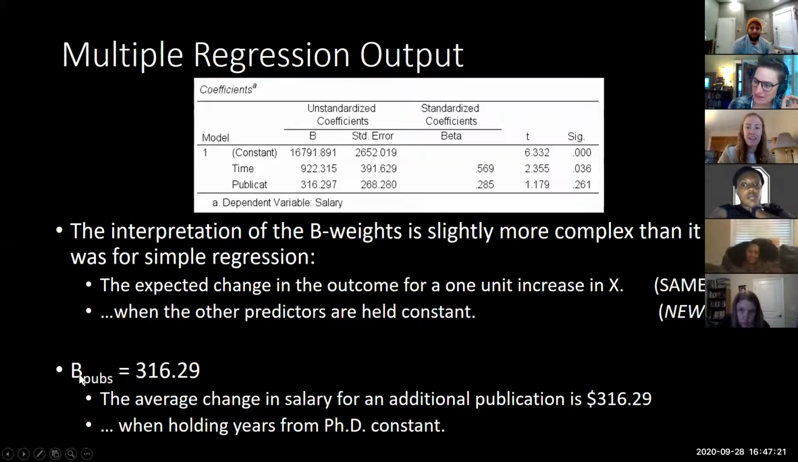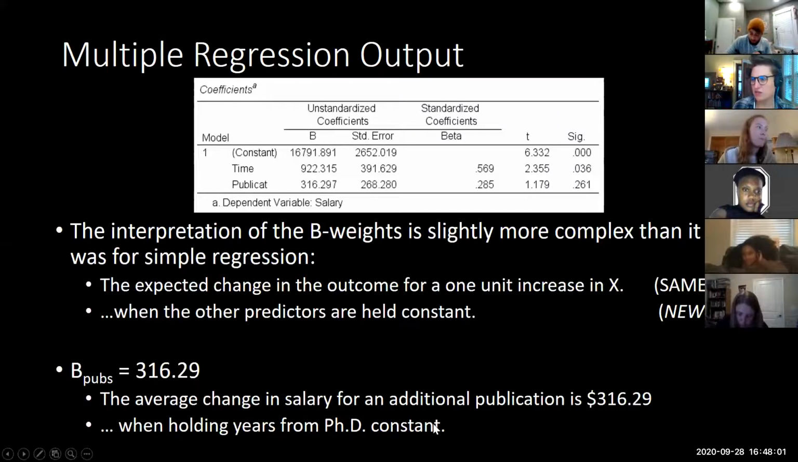Thanks. All right, so my B weight here for the number of publications, for predicting salary, number of publications is 316. So for this B weight here, 316, that is the expected change in salary for every additional publication. So that part's the same, but then we have to also add when we're holding the number of years from PhD constant.